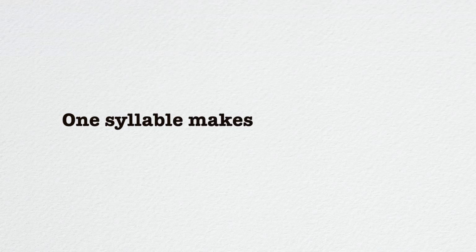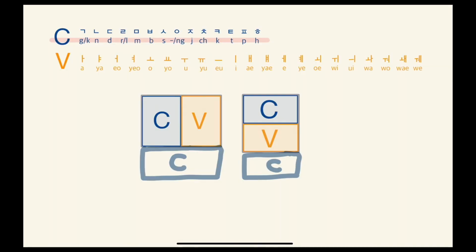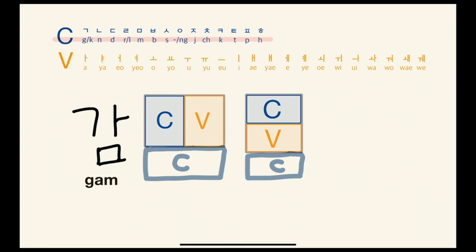One syllable makes only one sound, not 2, not even 1.5, just one single sound. Let's clarify what it means. For example, 감. We have to drop the ending sound and just stop making sound right there. Don't make any movement of your tongue or mouth after you make one sound.